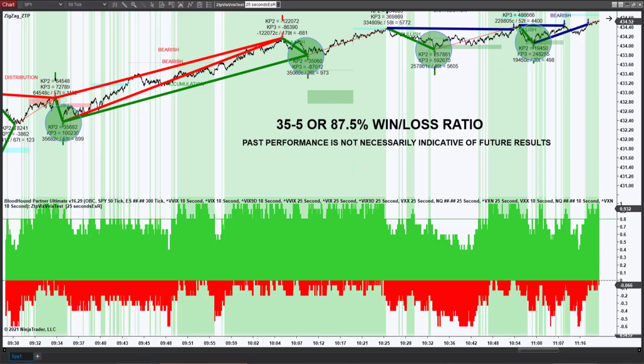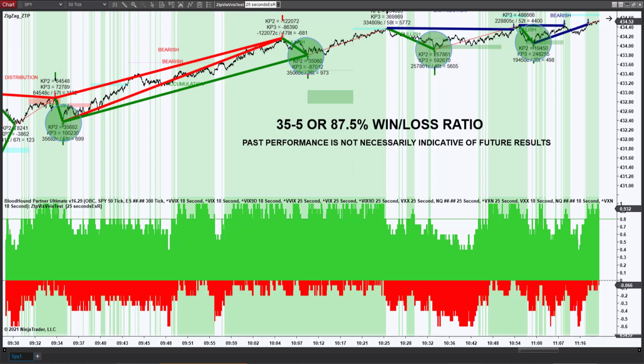So when we go back and look at the win-loss ratio, there was a total of 40 trades, or roughly an 87% winning rate for that four-day week. And of course, past performance is not necessarily indicative of future results.